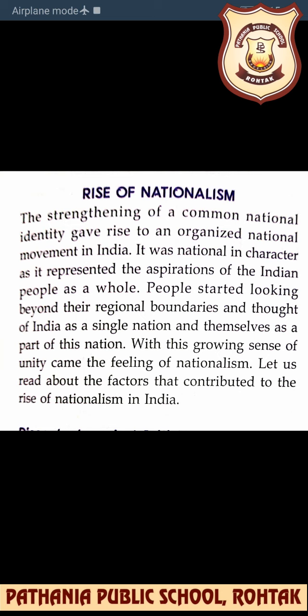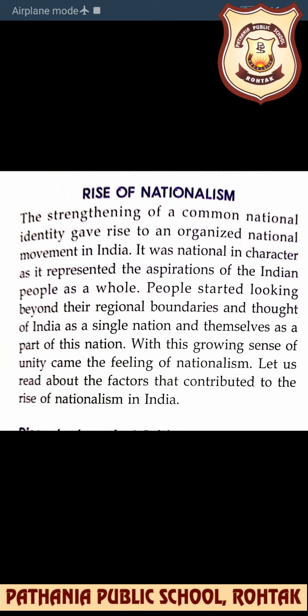But this time, in the late 19th century, there was a rise of nationalism among people. Now people wanted freedom for the whole country, not for any single territory. So let us start this topic. This is the rise of nationalism. The strengthening of a common national identity gave rise to an organized national movement in India. It was national in character, as it represented the aspiration of the Indian people as a whole.